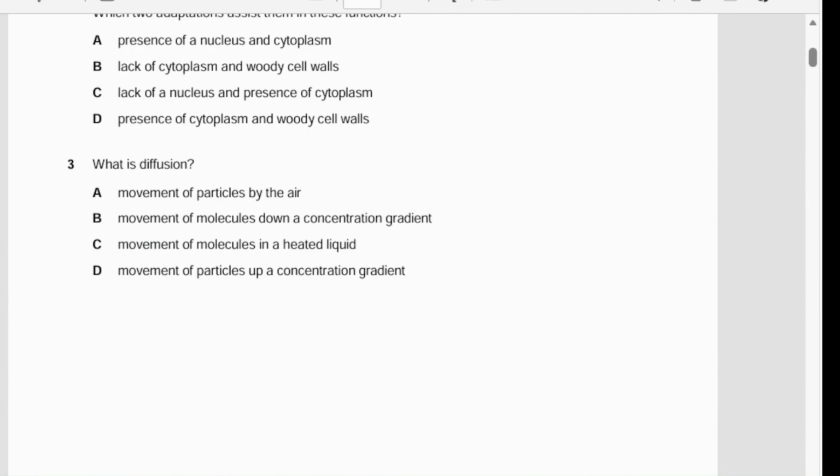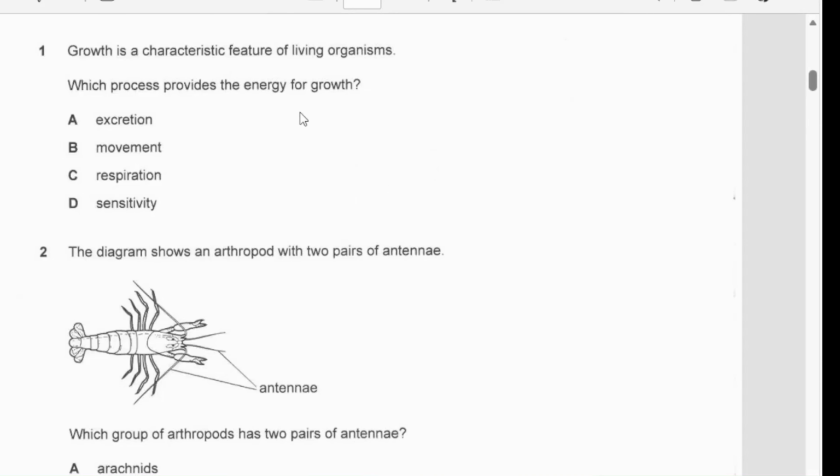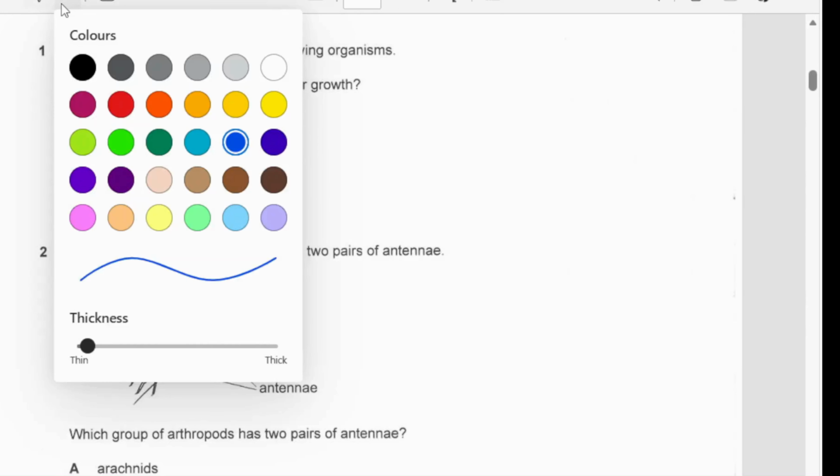This is the March, April, first paper for IGCSE for this year, the Feb, March paper. Though it's not tough, there are a few technical things which we need to know.